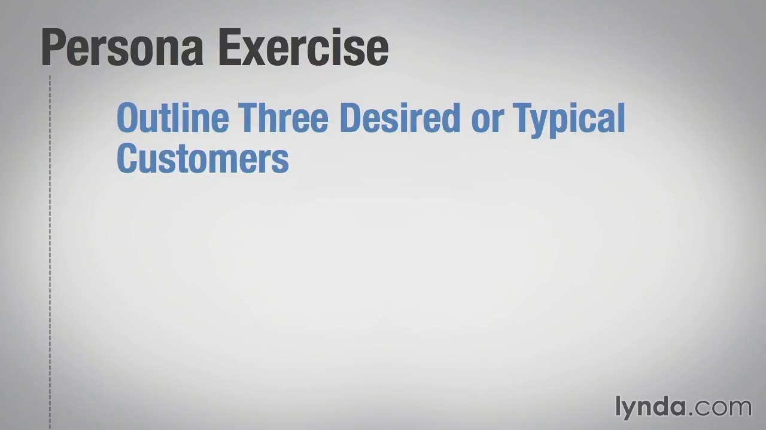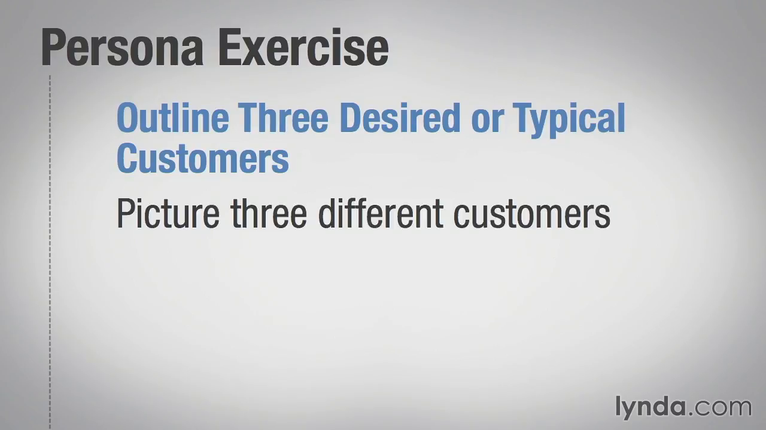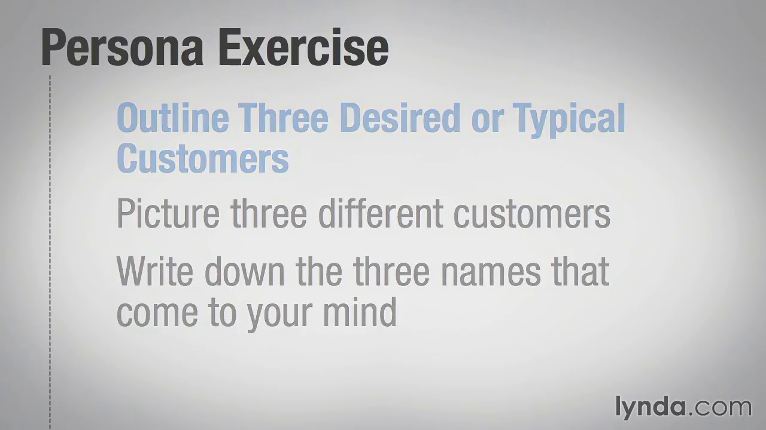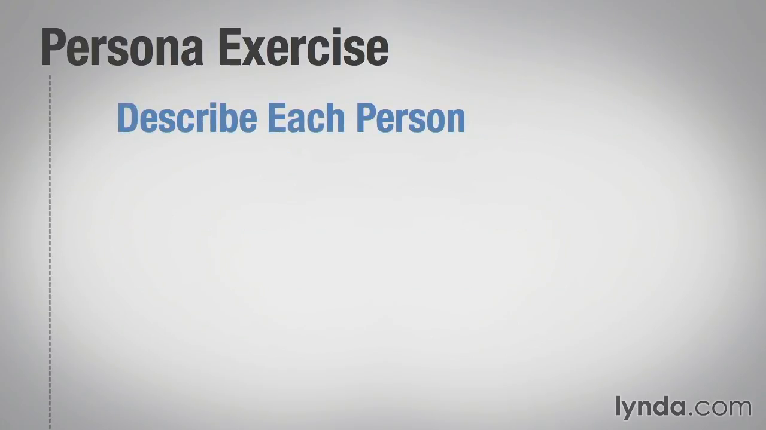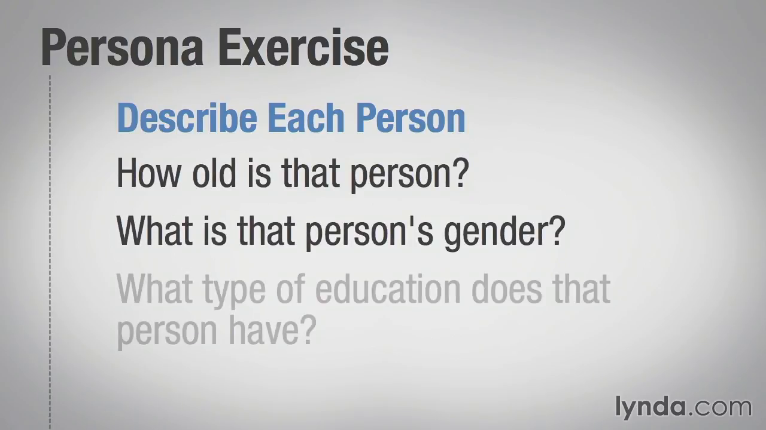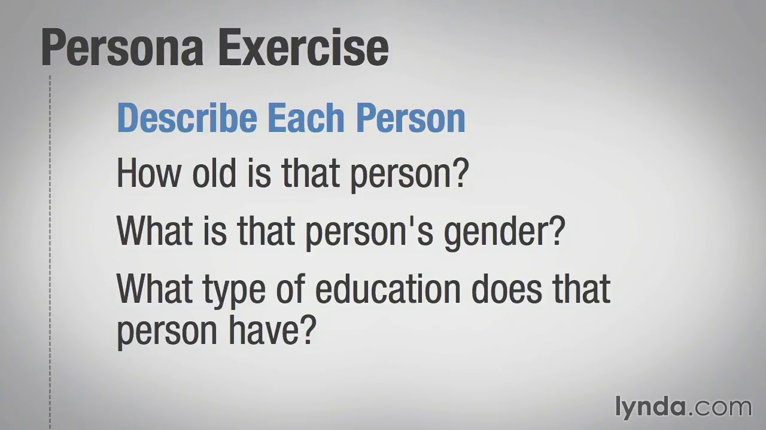So pull out a piece of paper and then close your eyes and picture 3 different customers interacting with your product. Now write down the 3 names that come to your mind when you see their faces. Next, describe each person at a broad level. How old are they? What is their gender? And what type of education do they have?